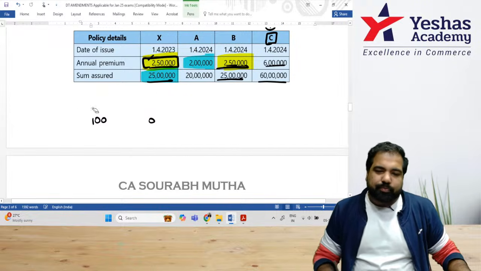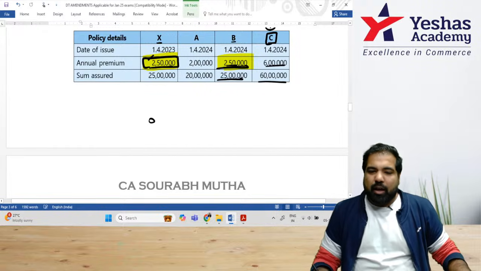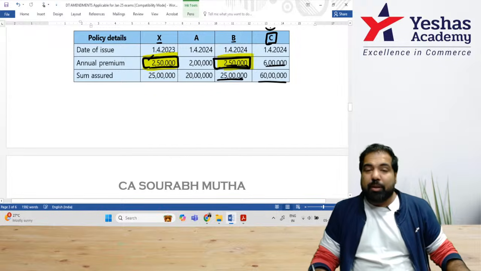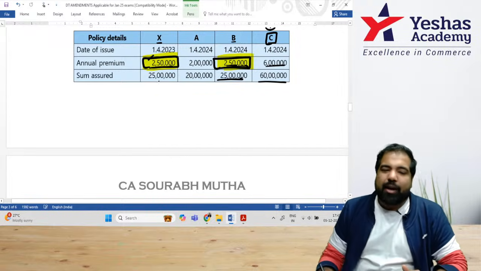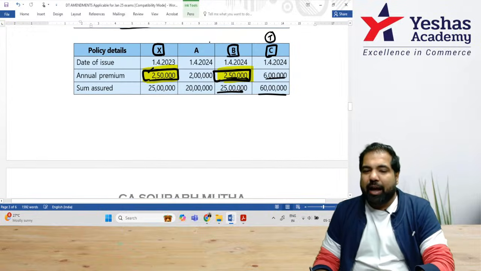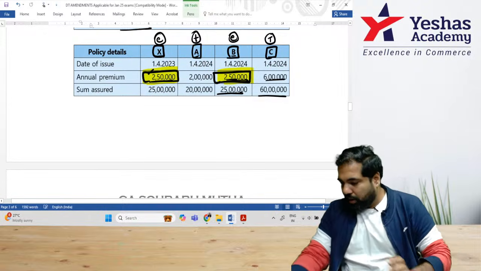Same way here also. The best choice is to take X and B. Let's check for X. Is it 2.5 lakhs plus 2.5 lakhs? So is the premium up to 5 lakh? Yes. And these both will be exempt. So X will be exempt, B will be exempt, and then A unfortunately will be taxable. I'm writing taxable here, exempt here, and exempt here. Perfect.